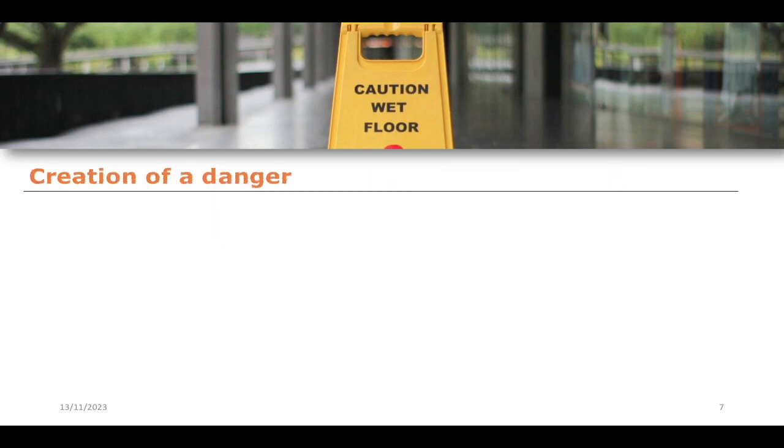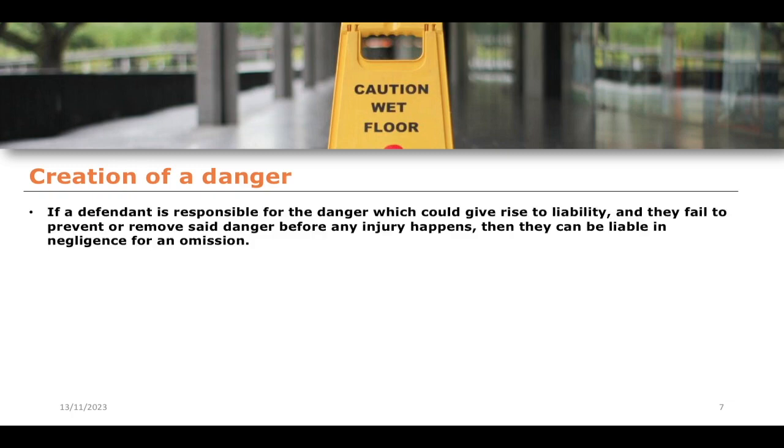The second circumstance where liability can arise out of an omission is through the creation of danger yourself. So if a defendant is responsible for the danger which could give rise to the specific liability in question, and they fail to prevent or remove said danger before there is any injury in question, then it is said that they can be liable for negligence as a result of the omission. So the creation of the danger could be said to be an act. It could also be an omission as well.